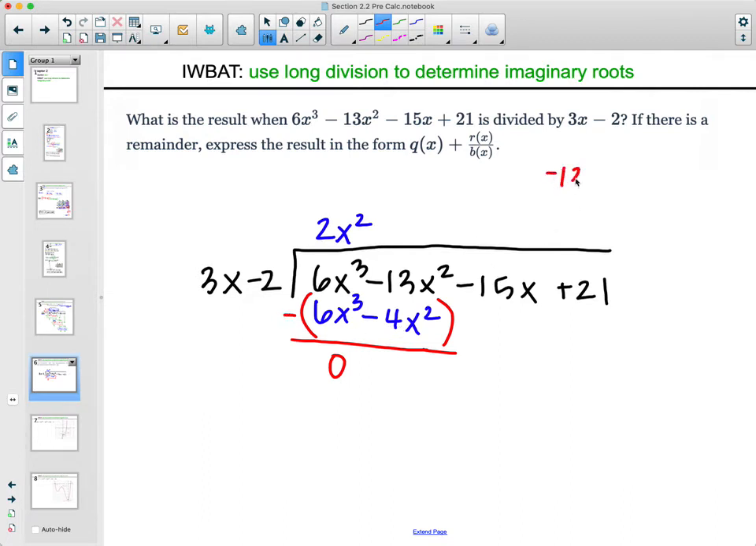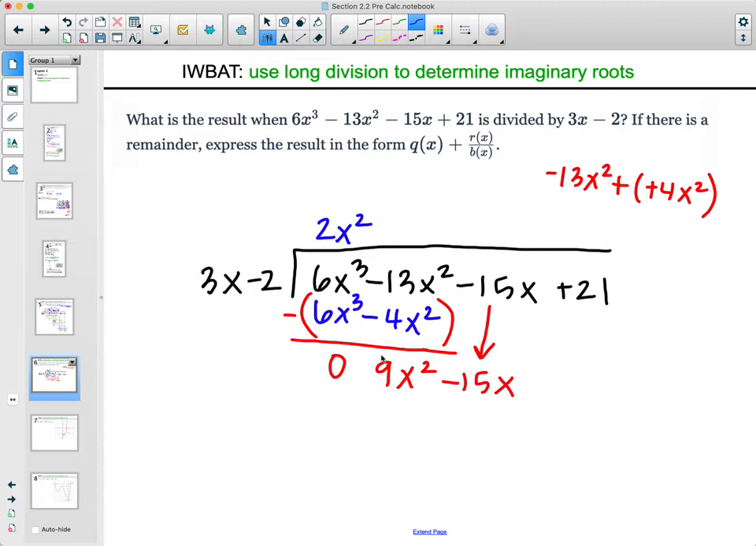So I'm just going to write that off to the side here. You're doing negative 13x squared minus negative 4x squared. So this will turn into plus. So then negative 13x squared minus negative 4 is positive 9x squared. Carry down the negative 15x and then start over.